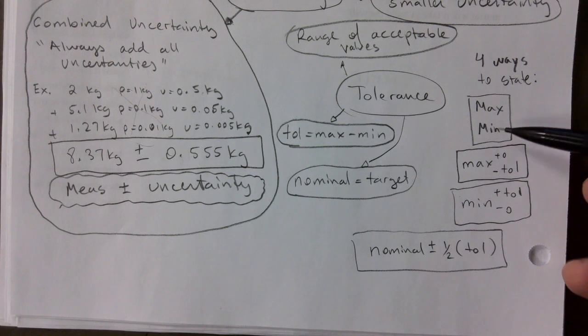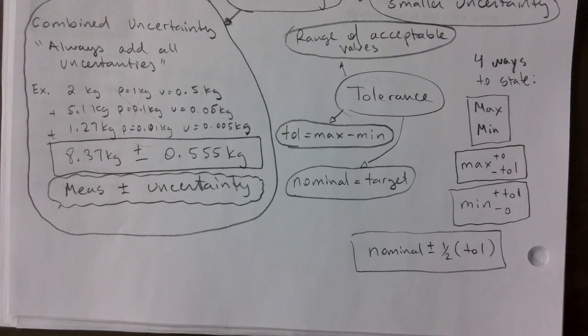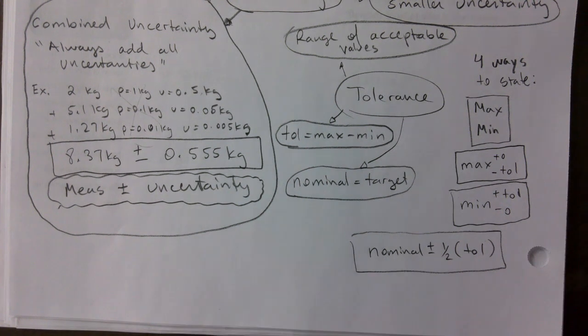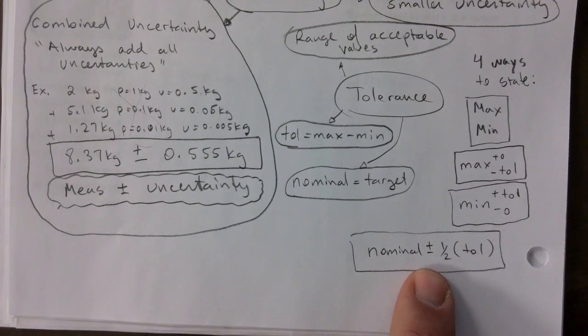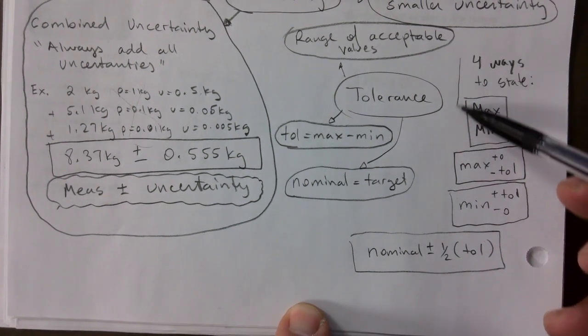You should always be able to, from all 4, write down min, max, tolerance, and nominal. And once you have those extracted, you can always rewrite it in any format you would like. I will put this maybe all in one bag.